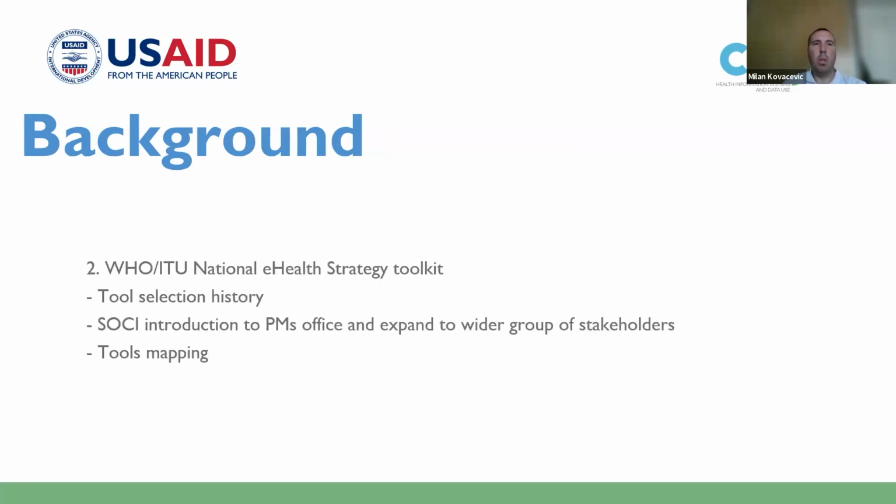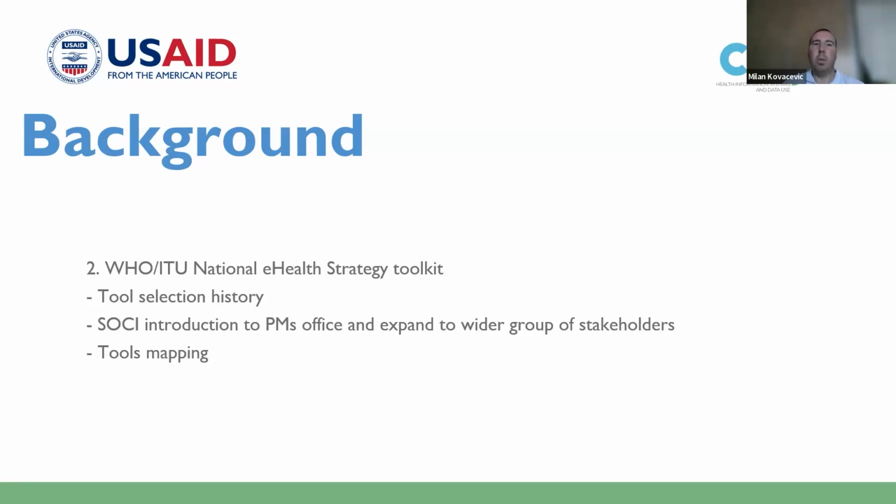Okay, in order to provide a framework for the development of the strategy, the strategy and action plan working group led by a digital health advisor selected the WHO ITU National e-health strategy toolkit, and then we at CISU proposed the use of an assessment tool to review the status of the Serbian health information system and provide the foundation for development of the new strategy and action plan.